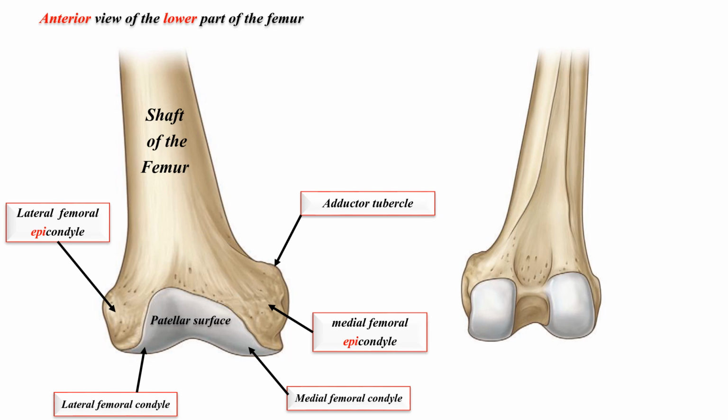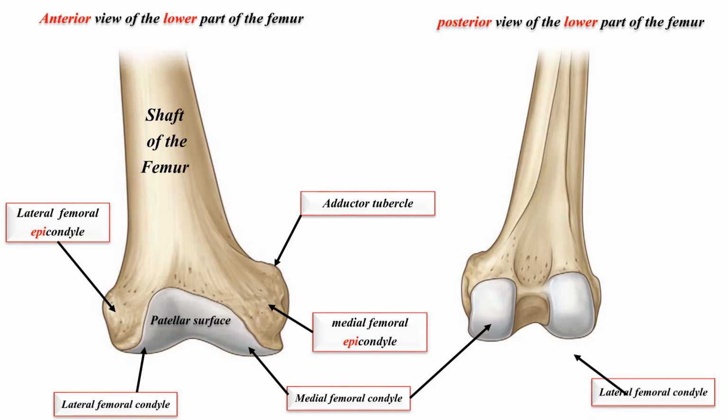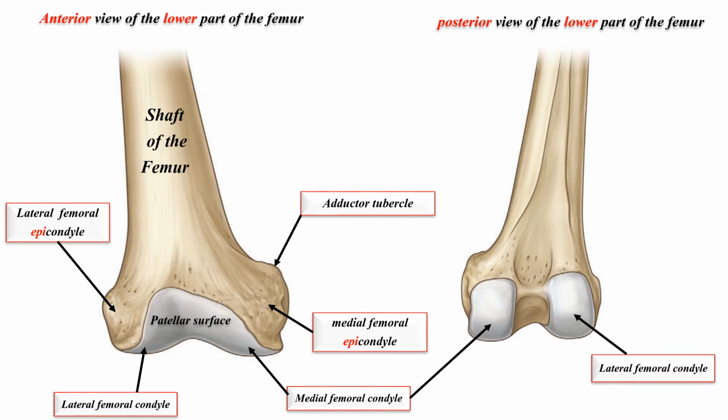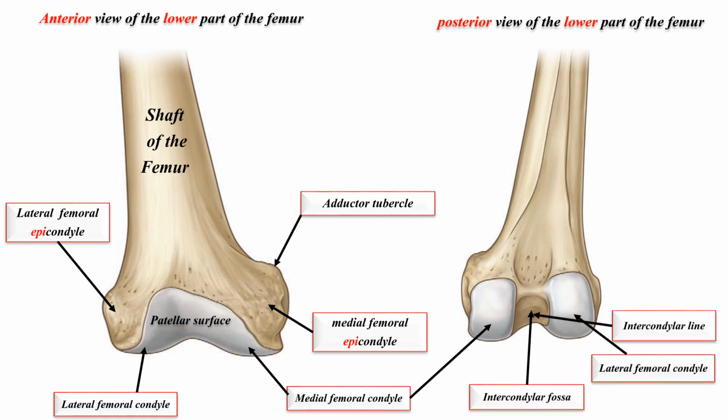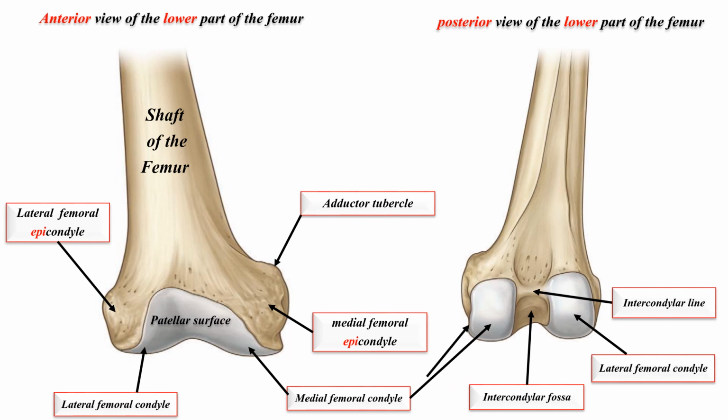On the right side of the slide, this is the lower part of the femur from the posterior view. This is the medial femoral condyle and this is the lateral femoral condyle. Between them posteriorly, there is the intercondylar fossa. Above the intercondylar fossa, there is the intercondylar line.